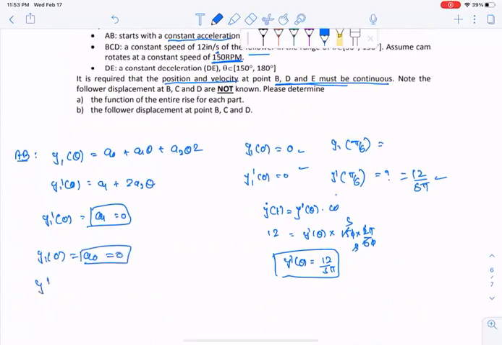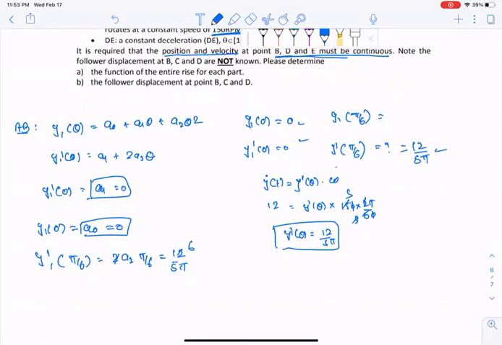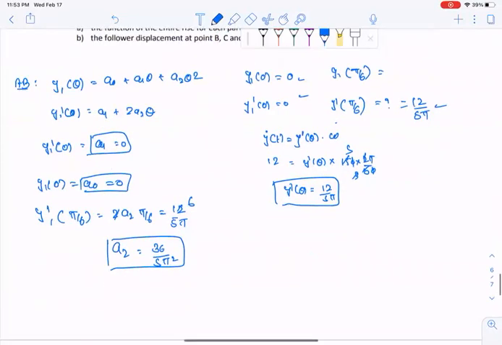Okay, so y dash of pi by 6 will be 2 into a2 into pi by 6, and that is equal to 12 by 5 pi. So the value of a2 will be 36 by 5 pi square. So my y1 theta will be 36 by 5 pi square into theta square. That is my rise function from A to B.